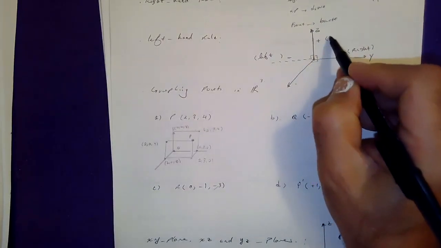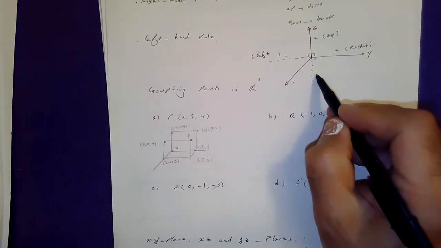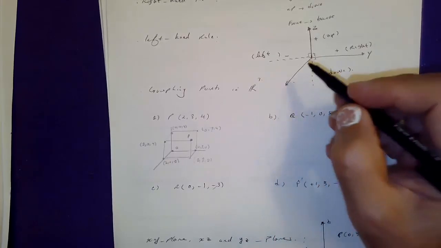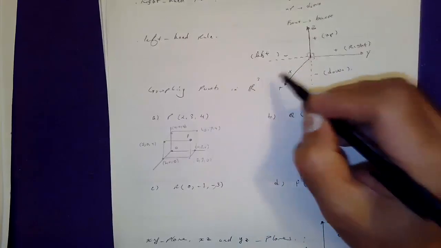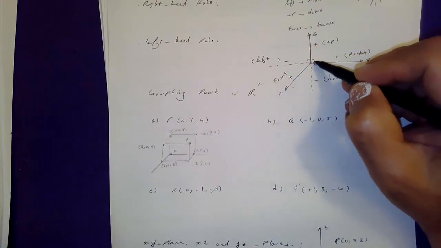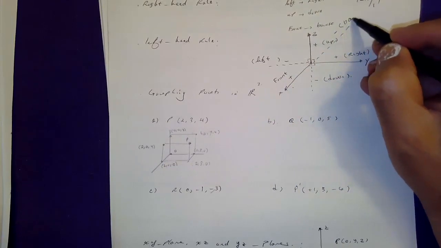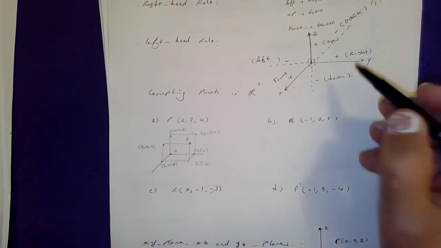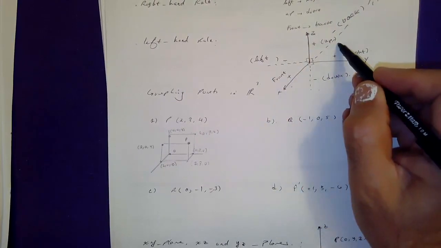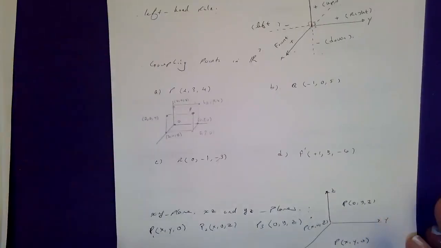Positive z-axis happens to be known as up, and negative z-axis happens to be down. Positive x-axis happens to be also known as front, and negative x-axis, which happens to be right here, happens to be known as back. So you got right, left, up, down, front, and back. So how would you go about graphing a point in space?